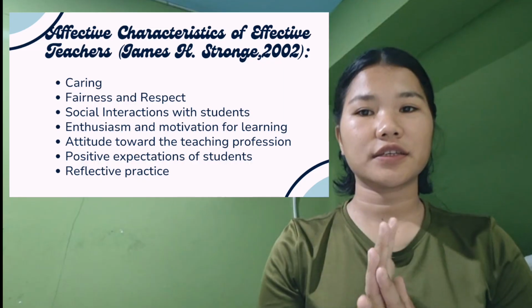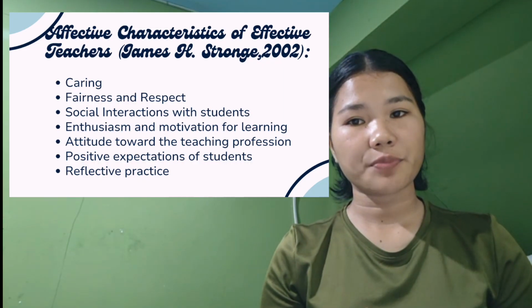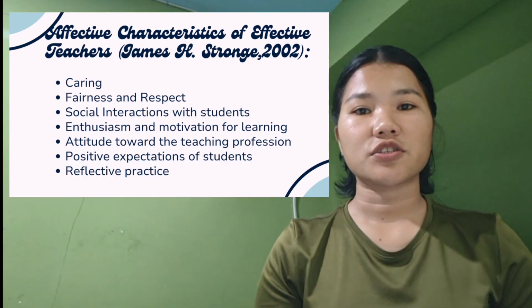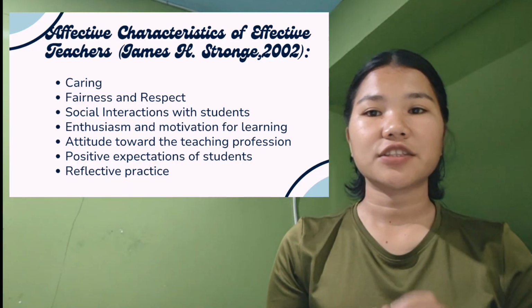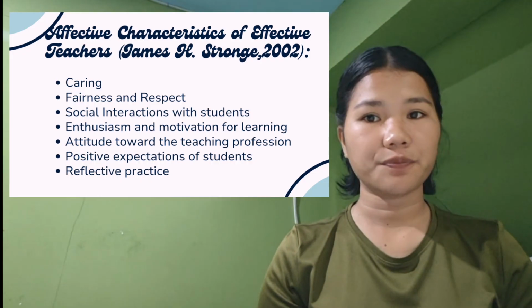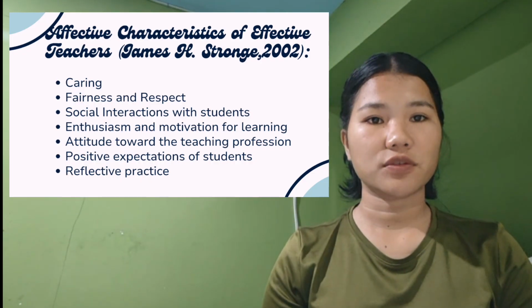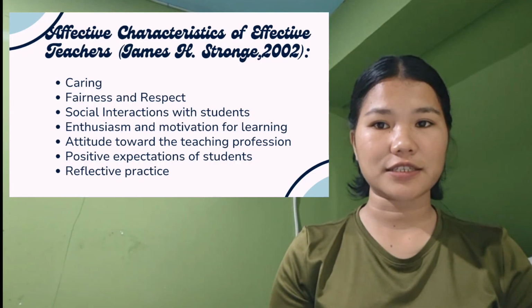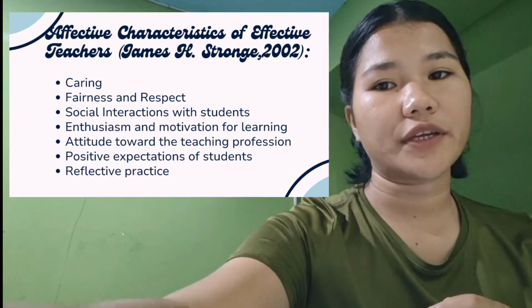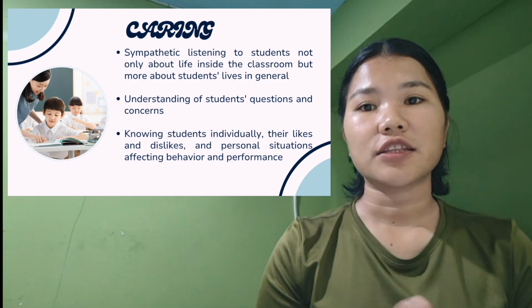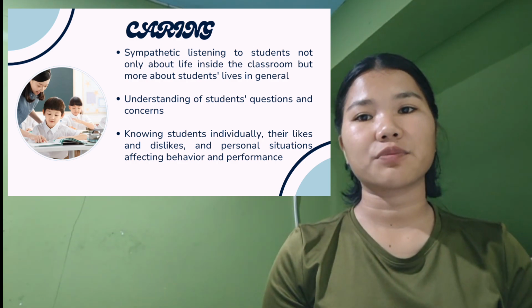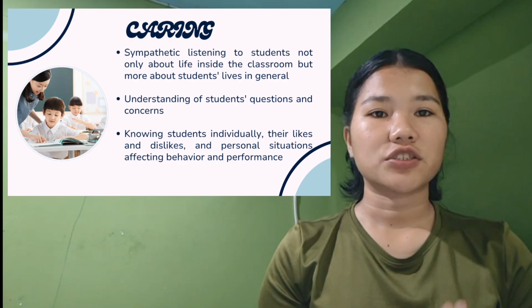What are the affective characteristics of an effective teacher? The first one is caring. Next is fairness and respect, social interactions with students, enthusiasm and motivation for learning, attitude toward the teaching profession, positive expectations of students, and lastly reflective practice. So what is caring? It is sympathetic listening to students, not only about life inside the classroom but more about students' lives in general.